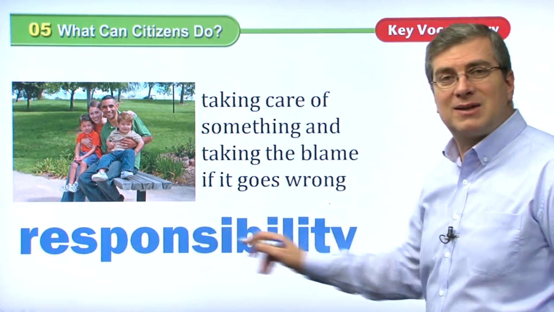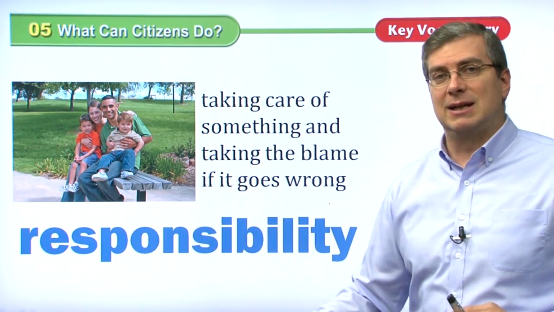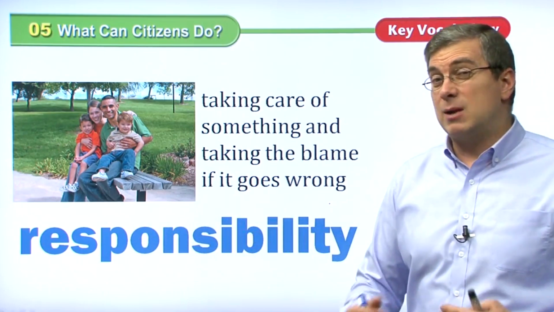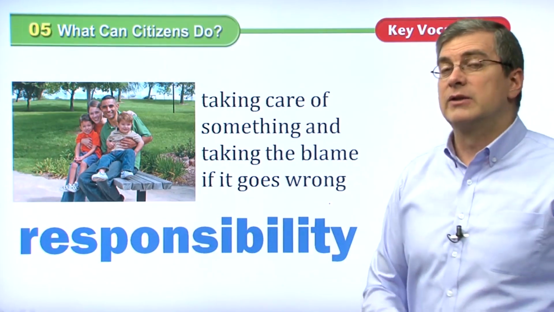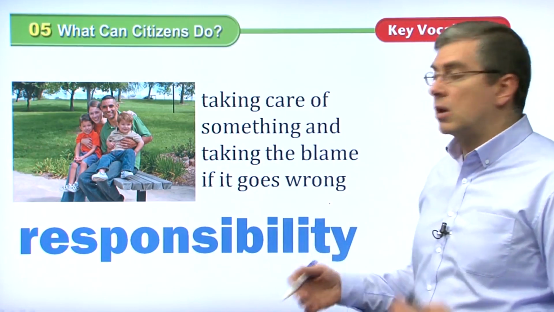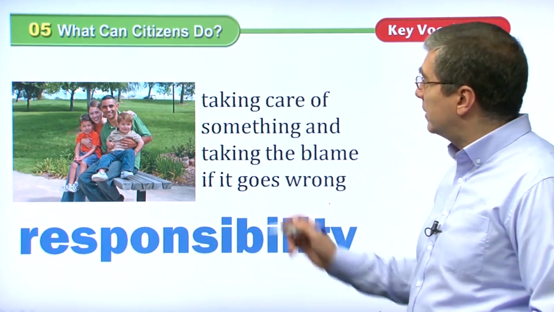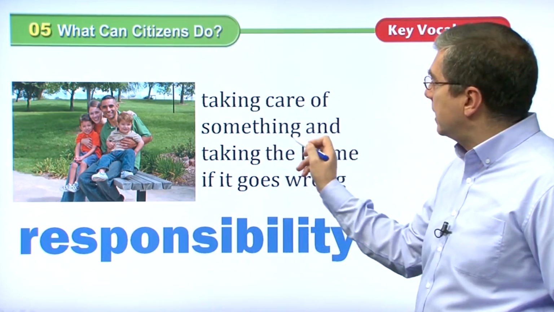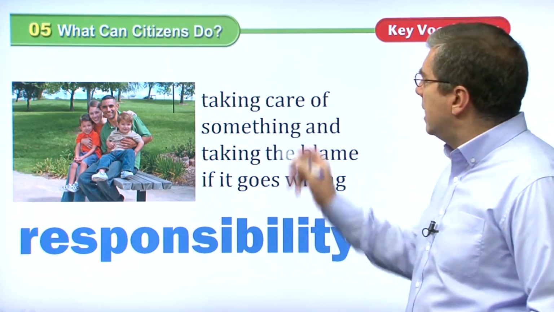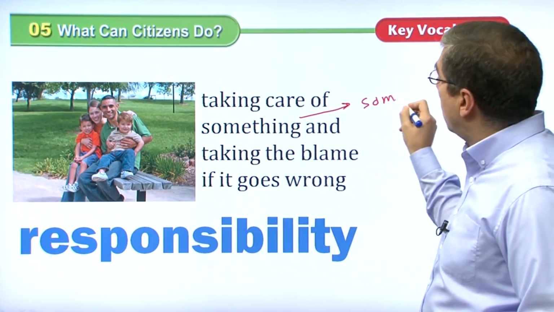But what about responsibilities? Responsibility, that's a long word, responsibility. Now again, responsibility can be singular, it can also be plural. We have many responsibilities, right? So we have a responsibility or we have responsibilities. Again, you can use the word have. I have a responsibility to do something. Responsibility means taking care of something and taking the blame if it goes wrong. That's interesting. Let's talk about it. By the way, taking care of something can also be taking care of someone.